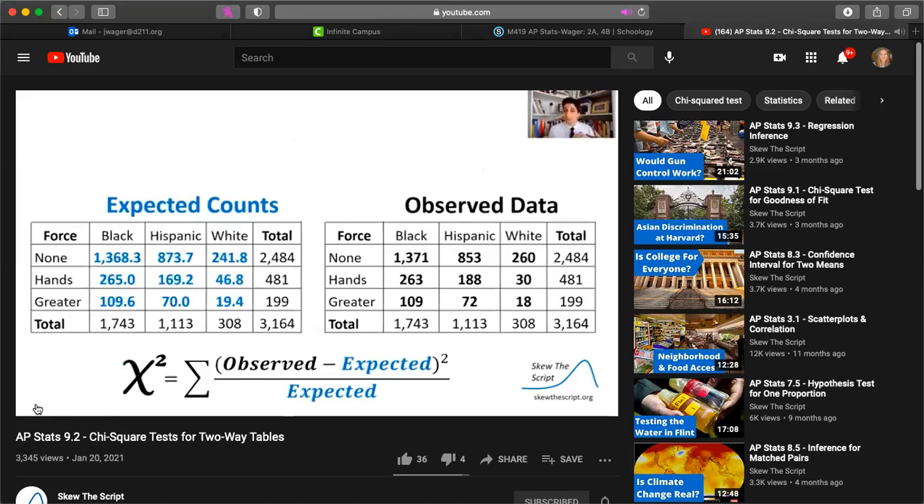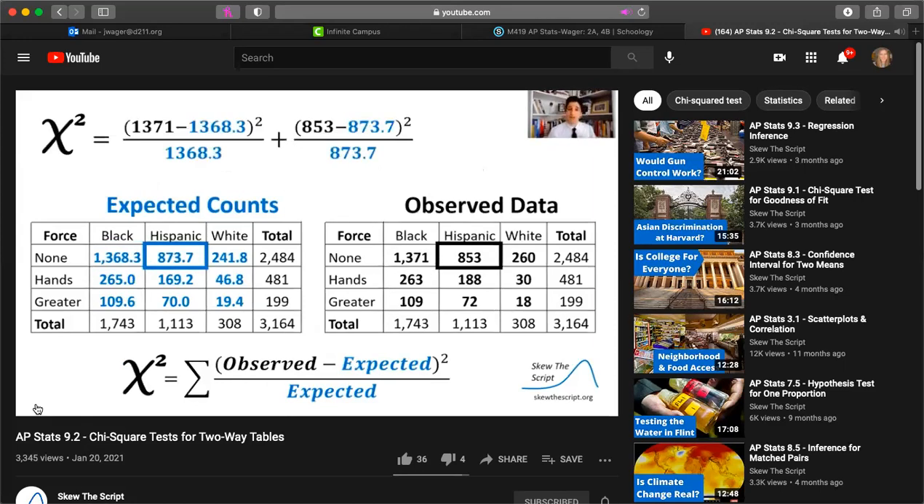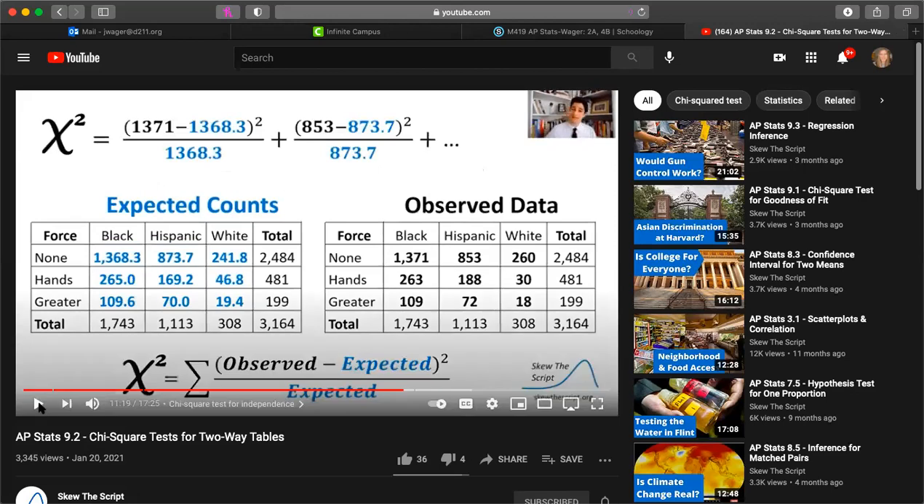So in this case, we had our expected counts and our observed data, and we're going to plug these into our formula for each cell in our table. Let's look at the first one, black, no force. We plug in the observed and the expected counts. We have Hispanic, no force as well, and we do a plus. I'm going to pause right here.